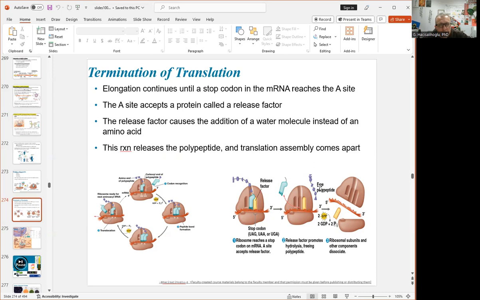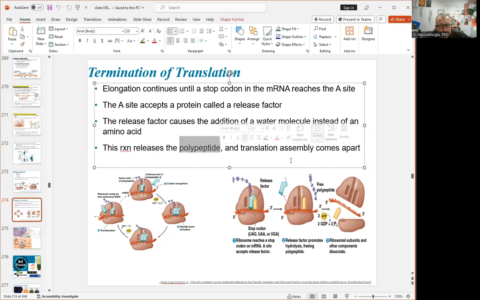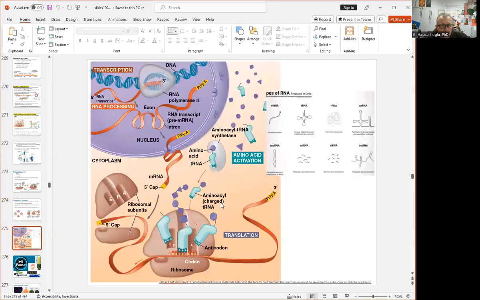So the elongation continues until it reaches here. Once it reaches there, then the termination happens, and it basically releases a polypeptide protein, and the translation assembly comes apart. You can see here the ribosome. So this is basically the same thing summarized here.